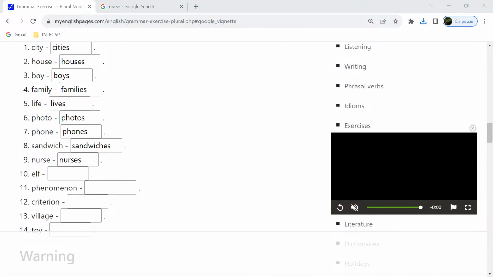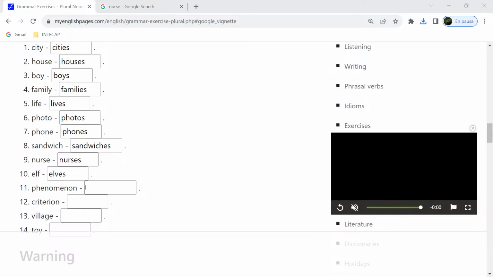Now let's go with elf. What is the plural of elf, guys? Okay, elf. There you go. Elves, right? So we have to apply the rule when they end in F. So it should say elves, right? That's it. So let's continue.